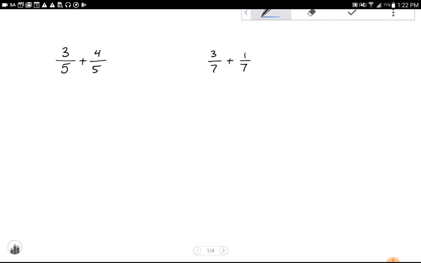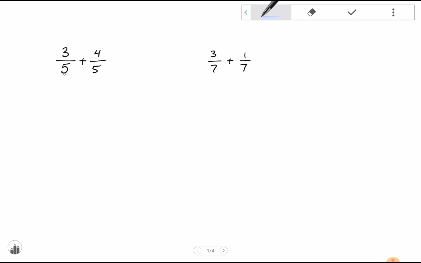Revision of operations with fractions. Let's get straight into it here. We want to add 3/5 plus 4/5. So these already have a common denominator, which makes it very easy to add. If they have the same denominator, then you can simply add the numerators, and that will give you the answer.